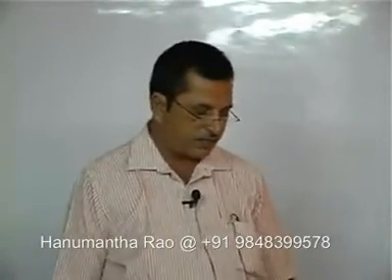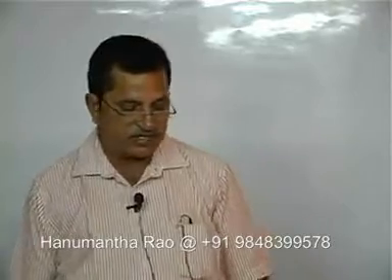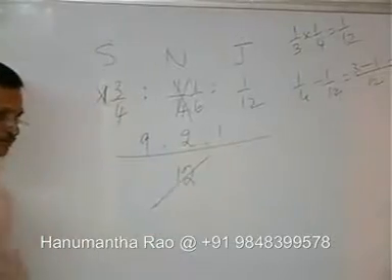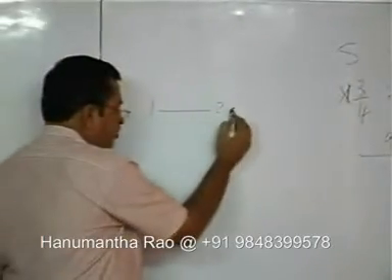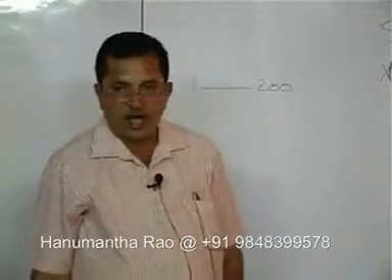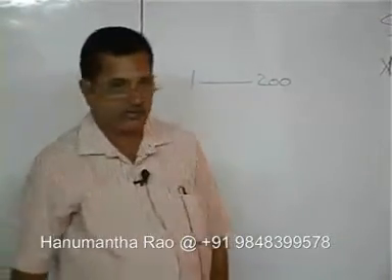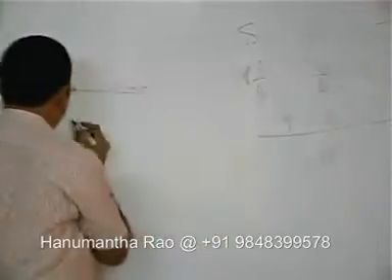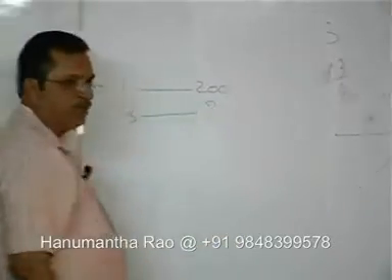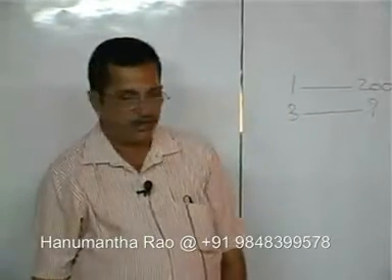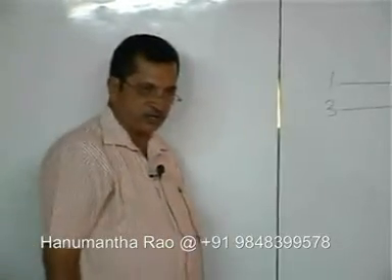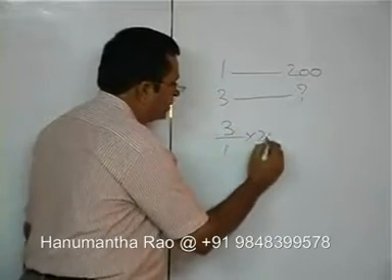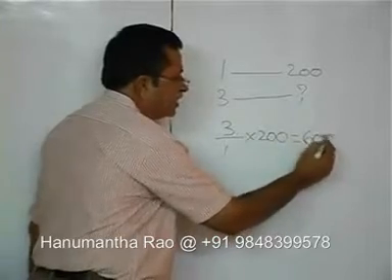What is the data given here? If the difference between the amount of Naresh and Jayant is 200, Naresh and Jayant have a difference of 1 share. 1 share value is 200. How many shares did Subodh have? 3. What is the value of 3 shares? 1 share value is 200, so 3 shares value will be more: 3 times 200, 600 rupees.